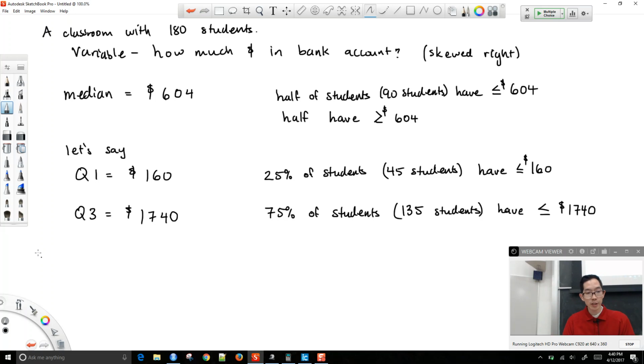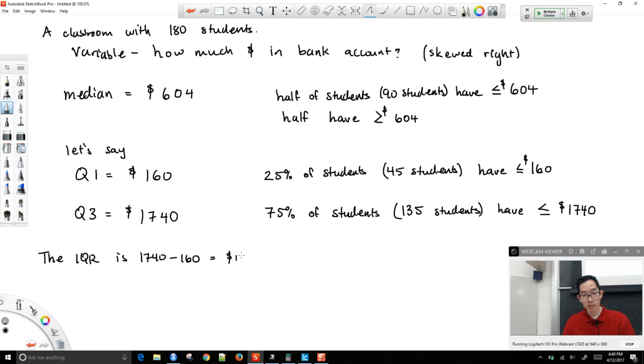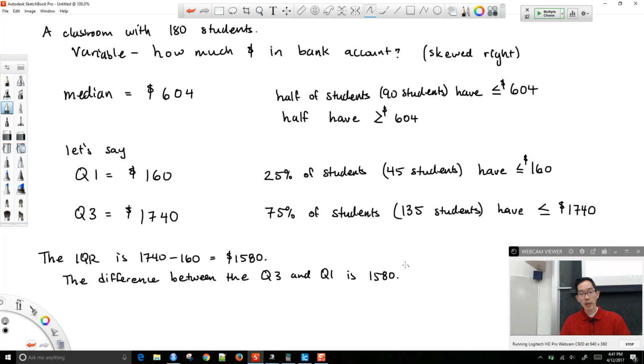So the IQR is 1740 minus 160, 1580. So if these are our numbers, our IQR is 1580, and that means the difference between Q3 and Q1 is 1,580. How many students have between 160 and $1,740 in their bank account?